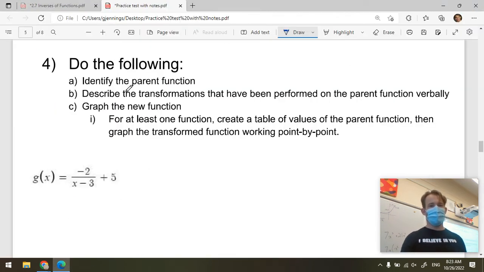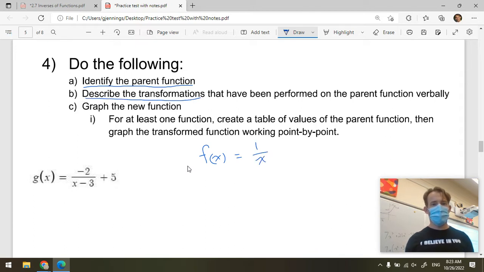At this time, we're going to look through applying transformations to various functions. I want you to approach these problems in this way, where we first start by identifying the parent function. In the case of g of x, the parent function f of x is just a reciprocal function, so it's 1 over x. And then describe the transformations verbally that have been applied to it.